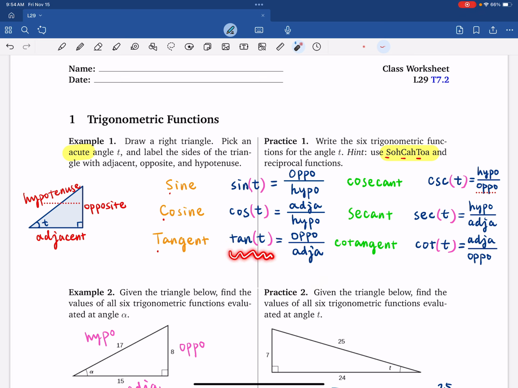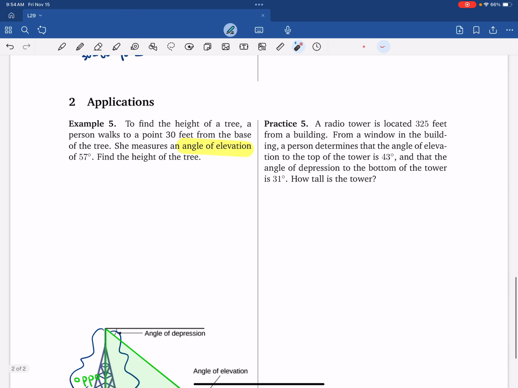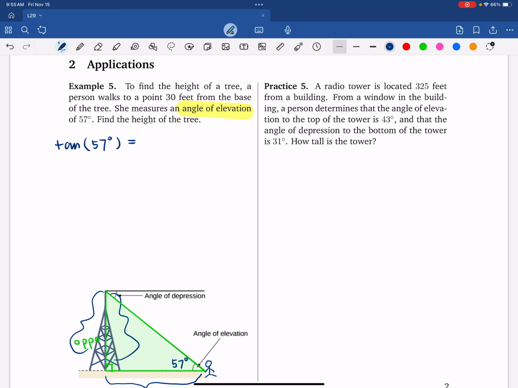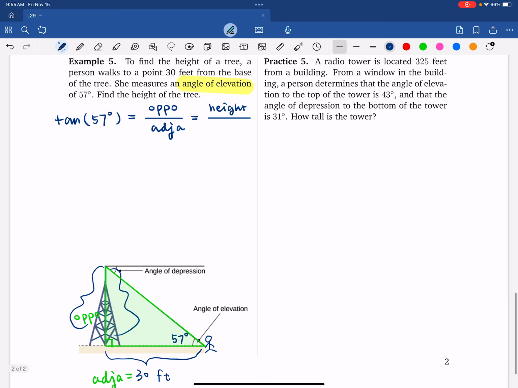As you can see, tangent is opposite divided by adjacent. Let's use that one. So you're going to do tangent of 57 degrees, because that's the angle, is opposite divided by adjacent, and then you're going to plug in the values. Opposite is what we need. It's the height of the tree. And adjacent is 30 feet.